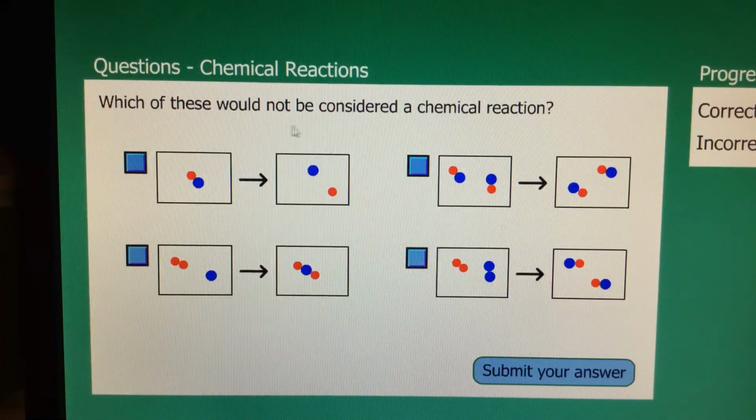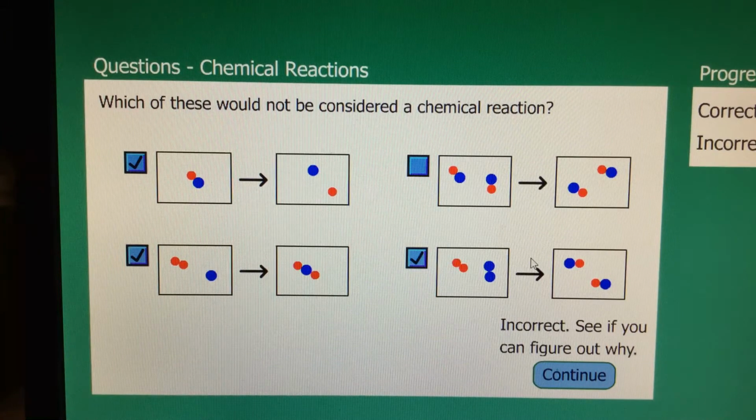All right, which of these would be considered a chemical reaction? Well, here we have a compound breaking into 2 elements, so a bond is being broken. Here we have no bonds being broken or formed, so that is not a chemical reaction. Here we have a bond being broken and new bonds being formed, so that's a chemical reaction. Here the blue bond is broken, and we have new bonds between the blue and the red, so that is a chemical reaction.